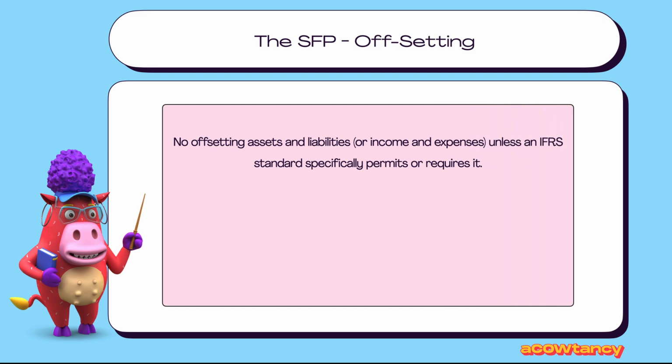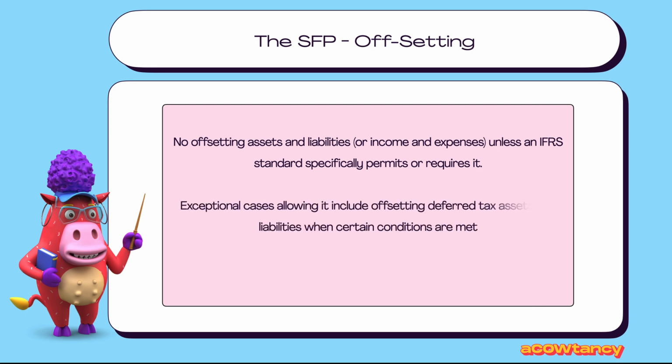No offsetting assets and liabilities, or even income and expenses, unless an IFRS specifically requires or permits it. One such example would be deferred tax. If you've got a deferred tax liability of 100 and a deferred tax asset of 80, then you've got a net liability of 20, and that liability you'll just pay over to the taxman. So those two you are allowed to net off, as long as it's paid to the same tax authority, because that's literally what you're going to do.